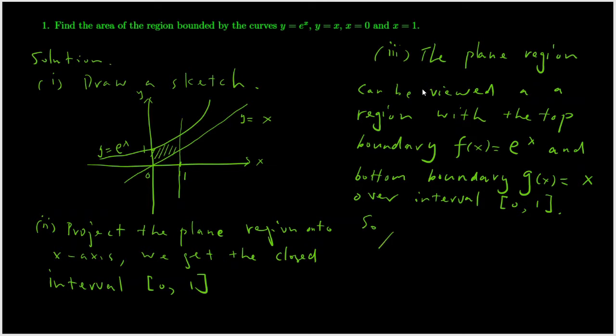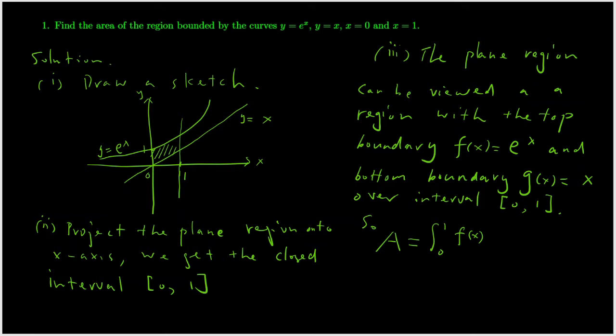So the area of the plane region, we use A to denote the area of the plane region, is computed using the integral from 0 to 1 in this particular case. The interval, we got from step 2. And then the function representing the top curve is e to the power of x. We can still use the notations f of x and g of x in here.